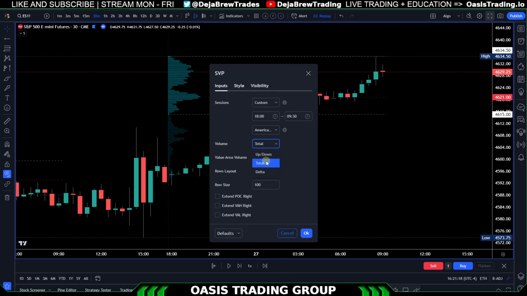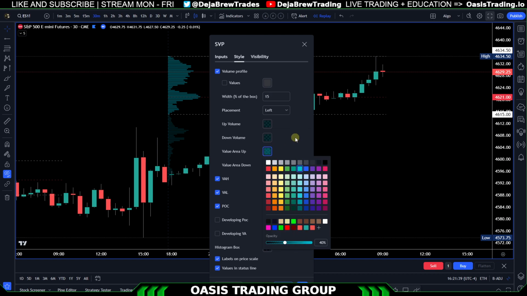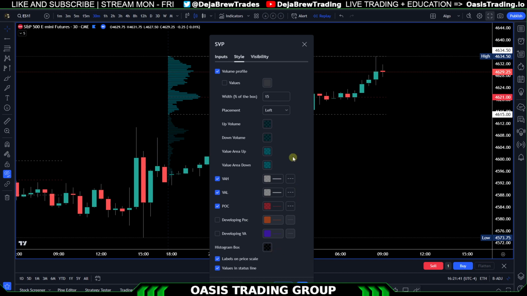We have volume set to total. Value area volume set to 70. Rows, number of rows. Row size 100. And the style settings are pretty much just personal preference. They don't really affect this trade at all, but here are my style settings. We have that set to 16%, that one at 40, and that is pretty much all you need.